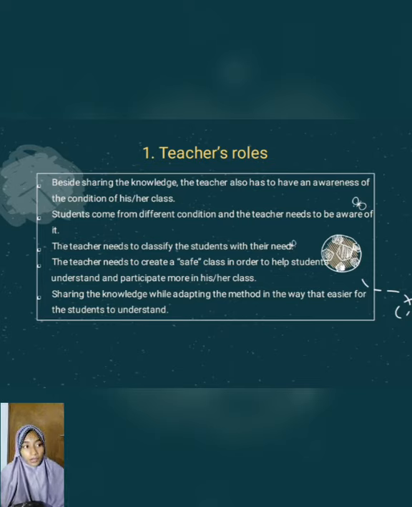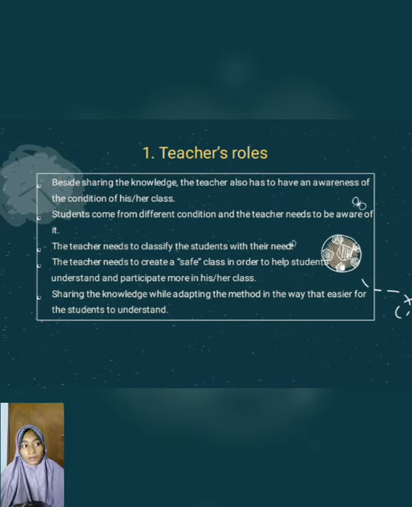The third point is about the teacher needs to classify the students with a need. I mean, probably some of them also have a physical defect, and the teacher has to provide the method or the media of learning. The teacher can use some media that could help them understand more about the explanation.